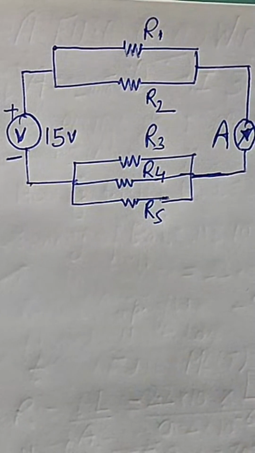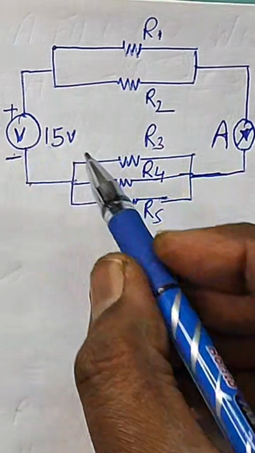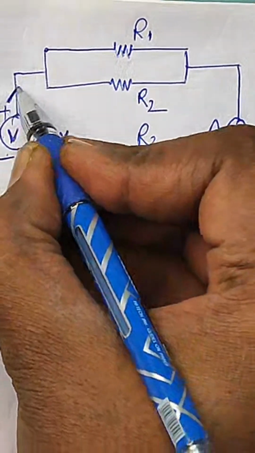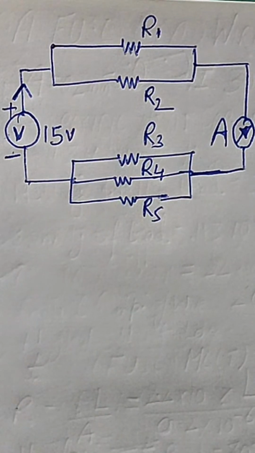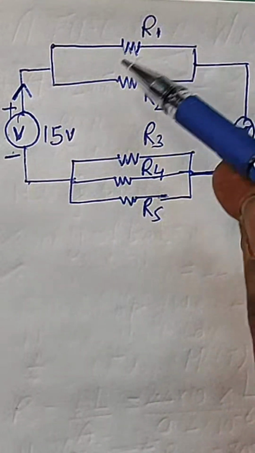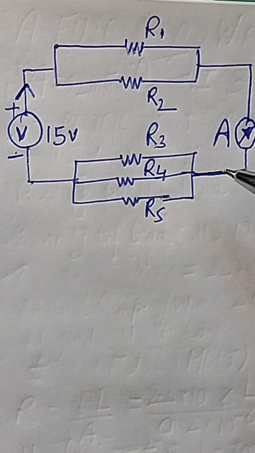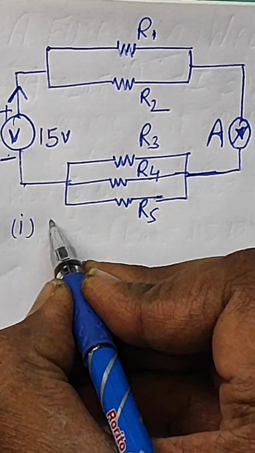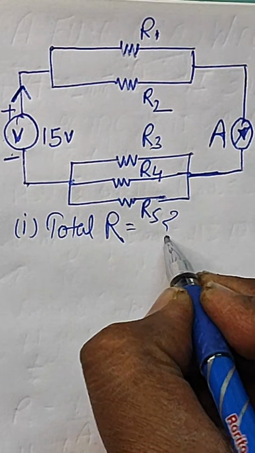So my dear friends, as you know, this is a voltage source, so definitely the current will flow from the positive side, so the current will move like this. Now what we need to find is the total resistance of this circuit. This is the question. What is the total resistance? The first question is that the total equivalent resistance is how much, right?